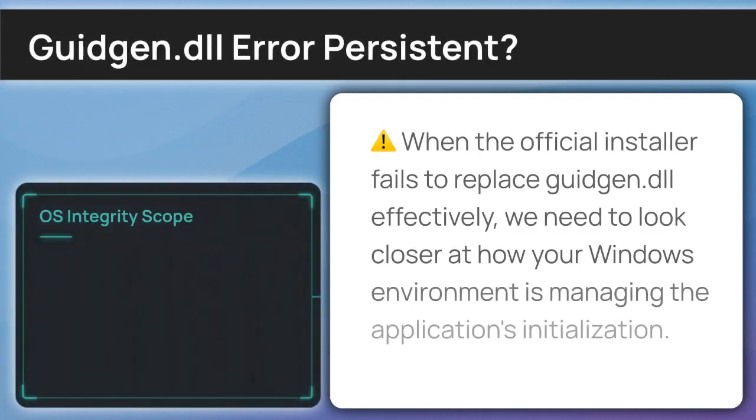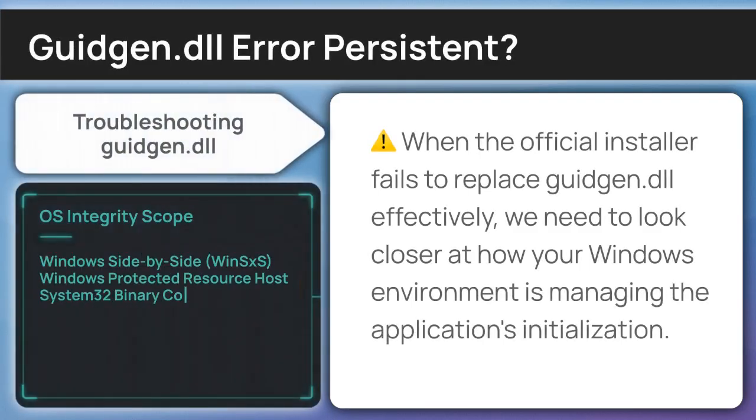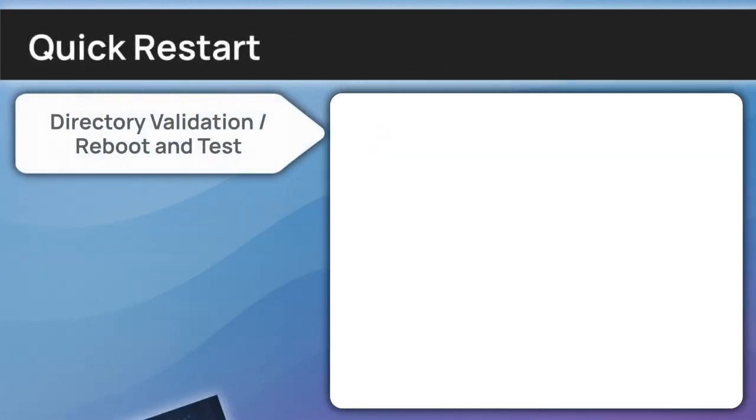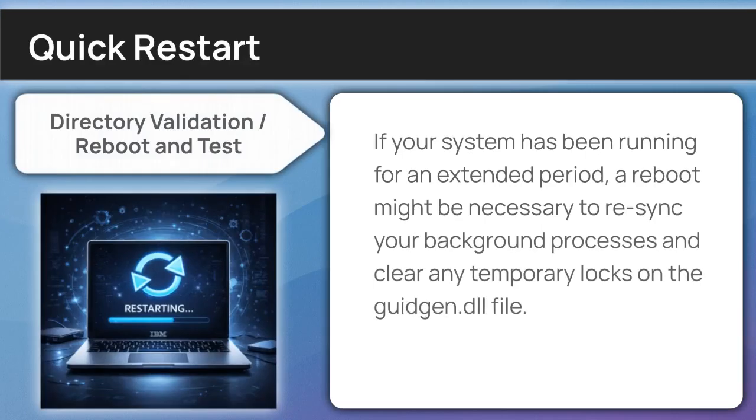Should the reinstallation fall short, the next step in our protocol is to validate the integrity of your system's startup environment. A quick system restart is a practical way to ensure that all shared libraries, including GUID Generator, are being loaded correctly into the current session's memory.